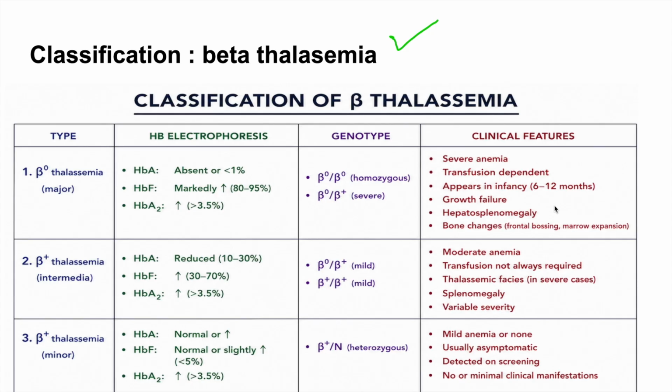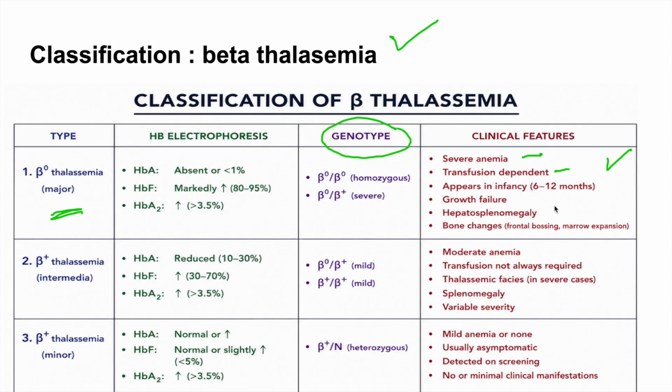Now beta thal is further divided into major, intermediate and minor. In the major, the severity is higher. The patient will have severe anemia and will need transfusions every 15 days or every month. Intermediate is less severe, and beta thal minor is mostly asymptomatic and is detected only on screening, mostly during pregnancies. What is the genotype in the case of beta thal major?